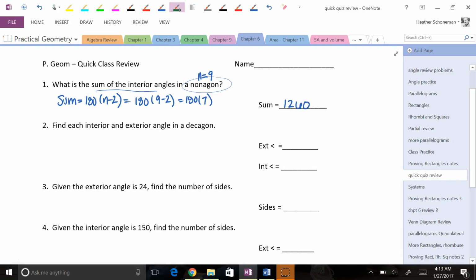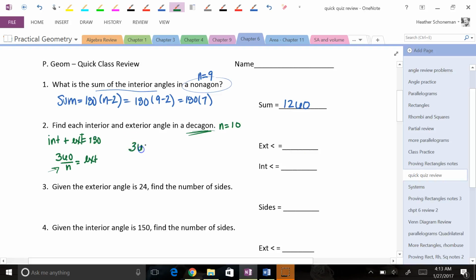Okay, next one. Find each interior and exterior angle in a decagon. It doesn't use the word sum, so you're either going to use the interior plus exterior equals 180, or 360 divided by the number of sides equals the exterior. Well, I told you that we had a decagon, so that's telling you the number of sides is 10. Well, the only place I can plug in the number of sides is this equation. It could be the exterior angle, which is something I'm looking for. I'm going to find that first, and then find the interior.